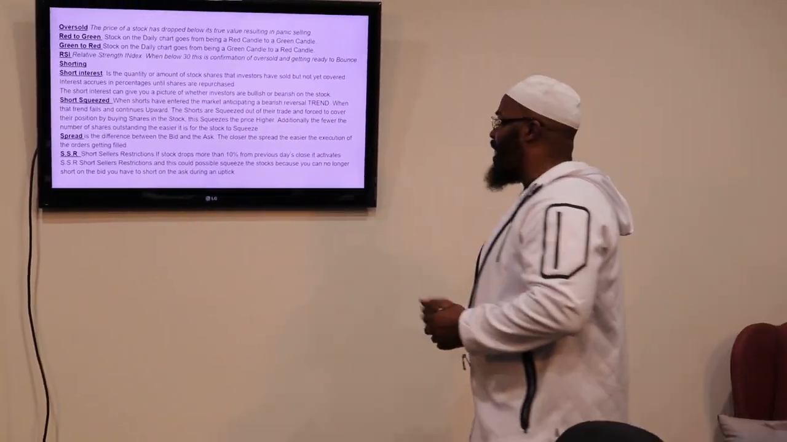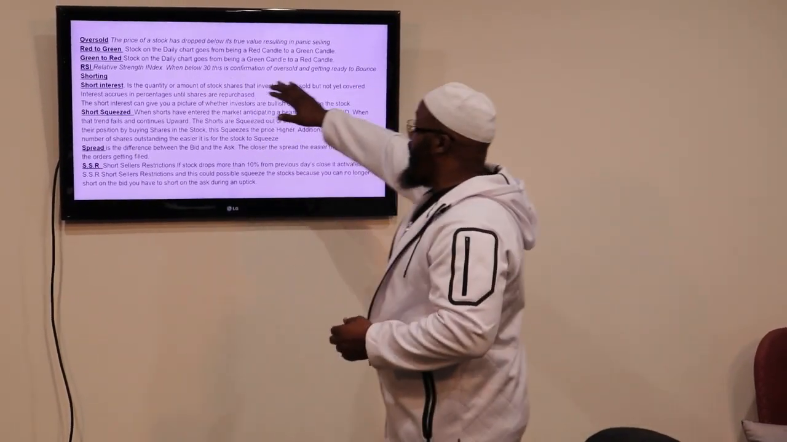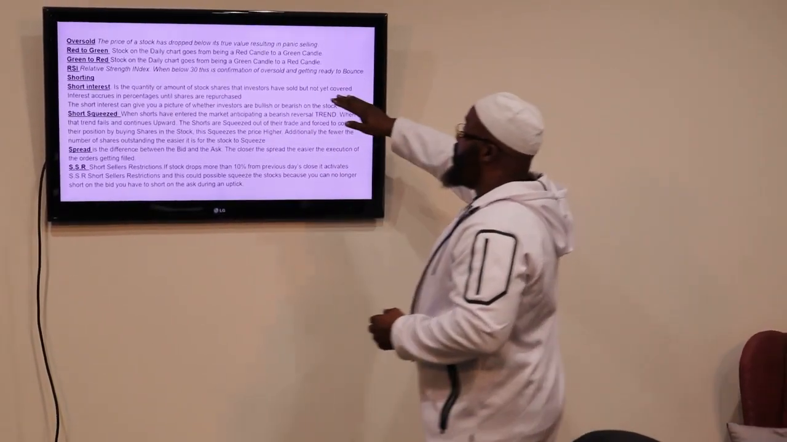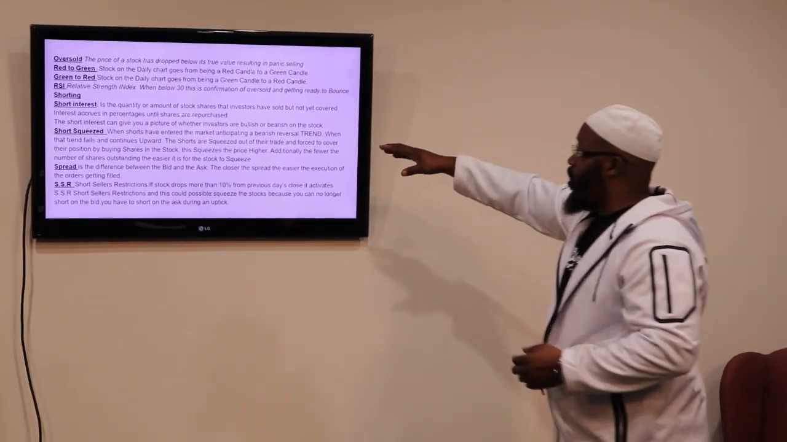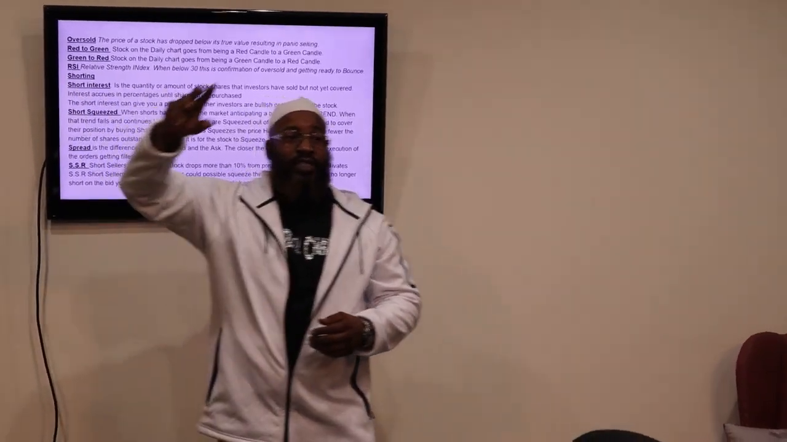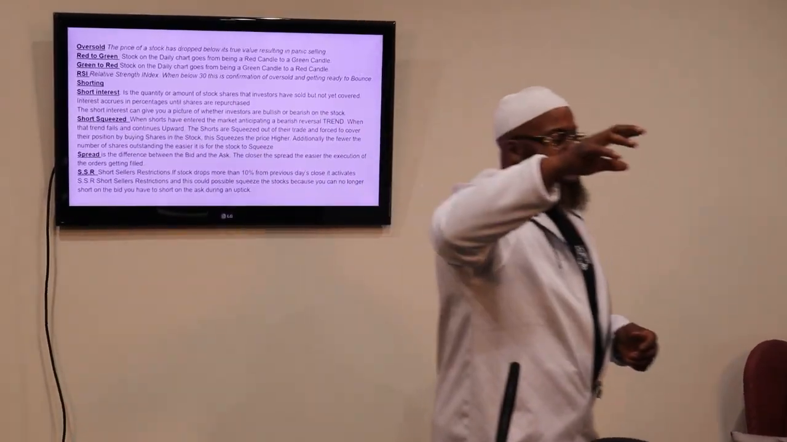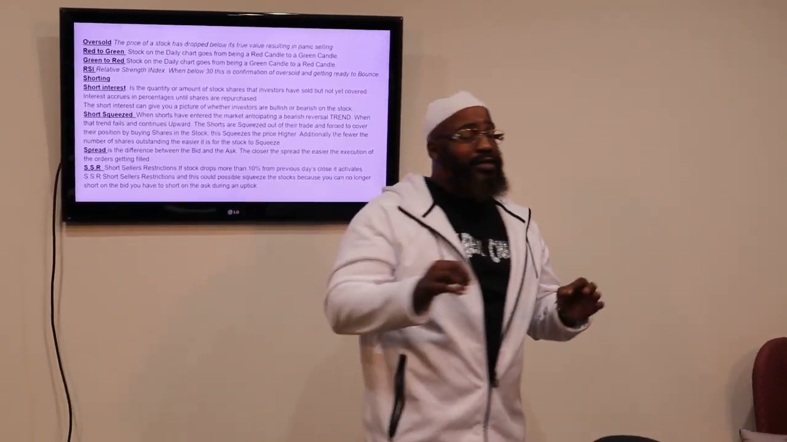RSI is called the Relative Strength Index. Typically, when it's below 30, this is confirmation of a stock being oversold from a panic sale and getting ready to bounce. Because when a stock drops below its true value, as we learned, being oversold, and panics and the price drops, to other buyers and bulls this becomes a very attractive price target.